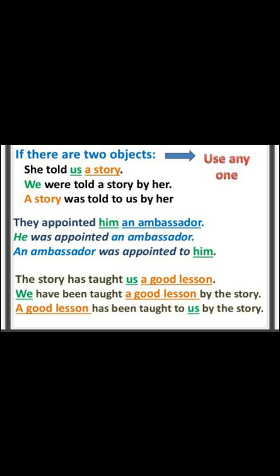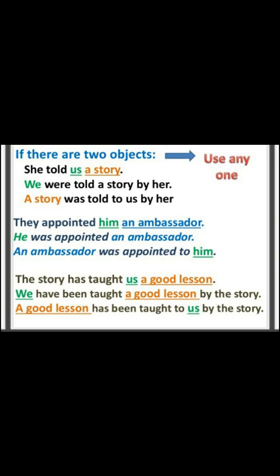If there are two objects, what will you do? If in your sentence there are two objects, use any one. You have to select any one object. So come to the point. She told us a story. She is the subject, told is the verb, past indefinite tense. Us is an object, and a story is also an object. In this sentence there are two objects, so you have to choose any one object.